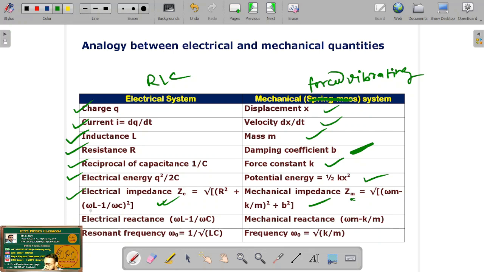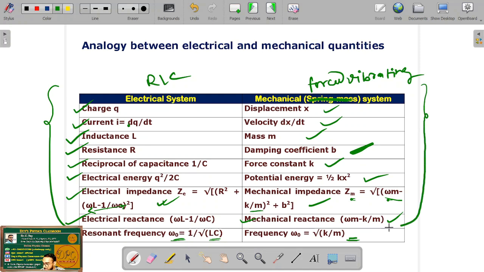Similarly, this part of the electrical impedance is called reactance, that is omega L minus 1 by omega C, which is analogous to the mechanical reactance, omega m minus k by omega. Next, the resonant or natural frequency is omega 0, which equals 1 by root under LC. Similarly, in the case of forced vibration, the natural or resonant frequency would be root under k by m. These two are analogous.